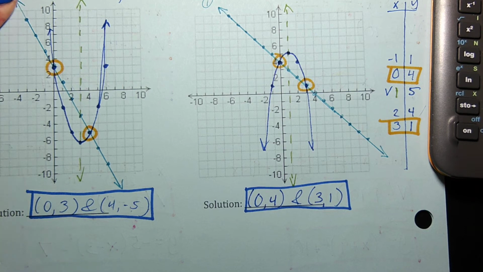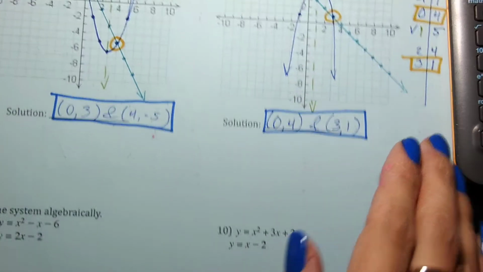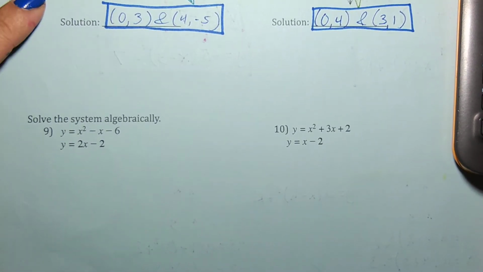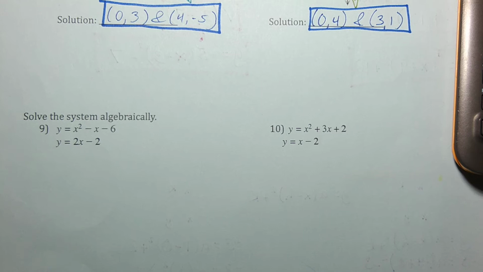Folks, back in the guided practice. We are now looking at numbers 9 and 10 down at the bottom. Just looking at these, there's no way of telling if it's going to be a fun factoring problem or if we're going to have to do the quadratic formula. So let's go ahead and start number 9.